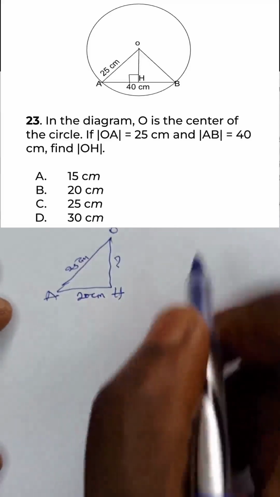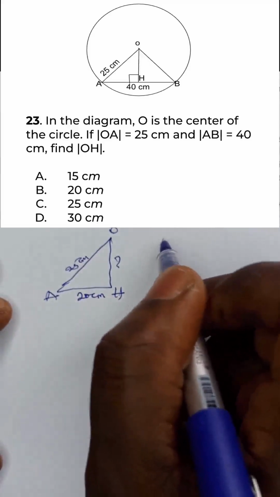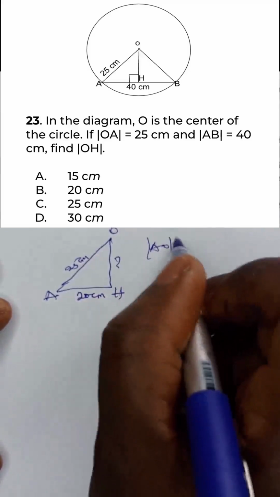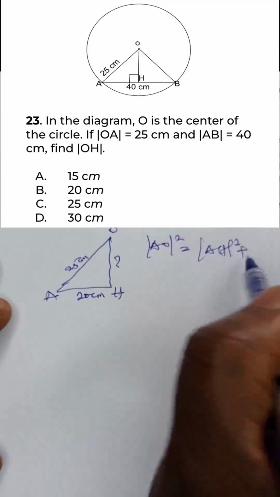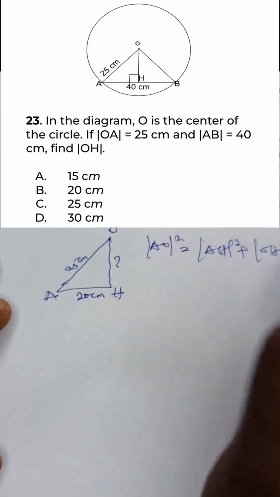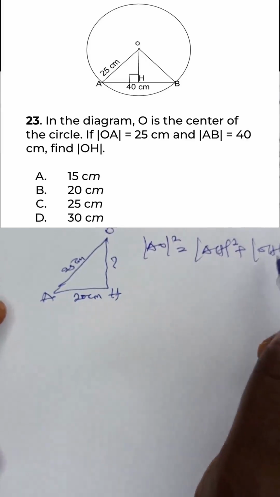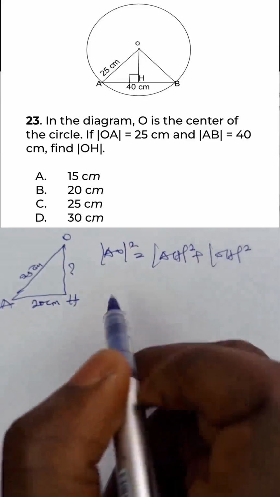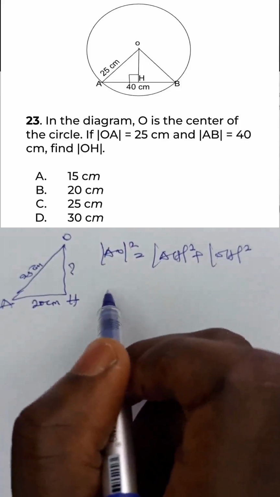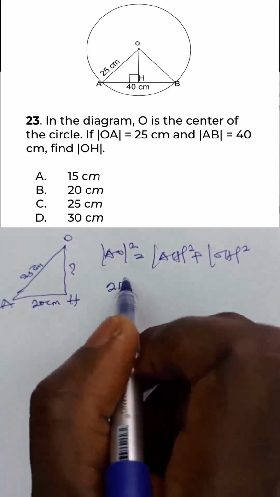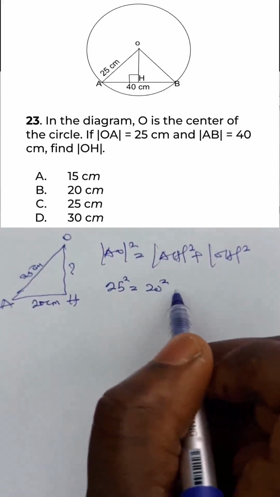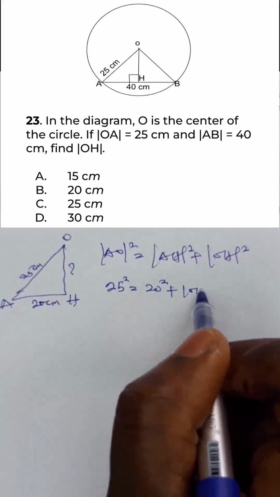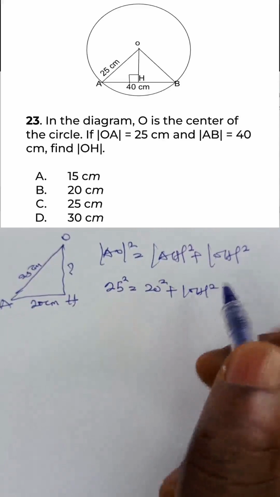Remember your Pythagoras theorem, which says that AO square is going to be line AH square plus line OH square. That is from Pythagoras theorem. And then here we have line OA square, this is 25 square, is equal to AH, that is 20 square, plus line OH square, which is what we are looking for.